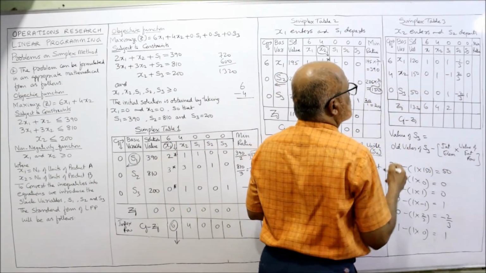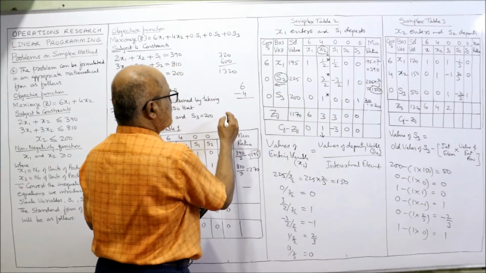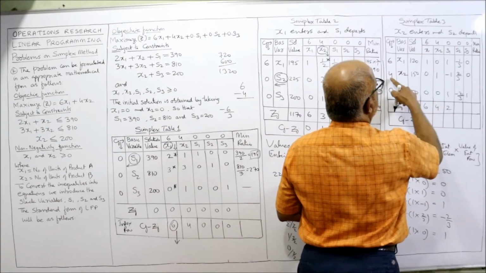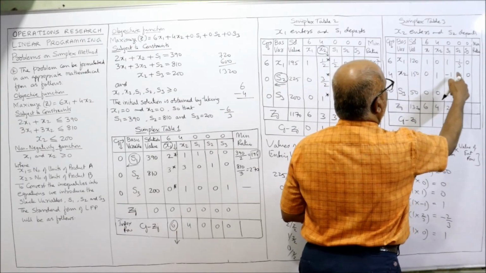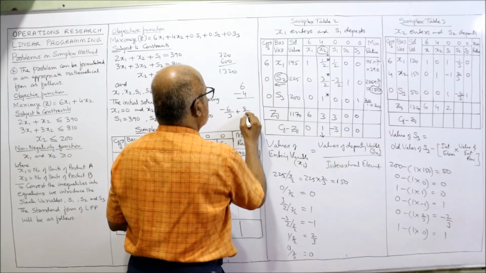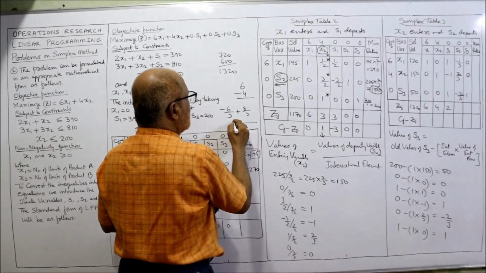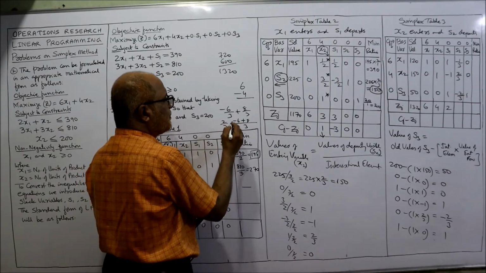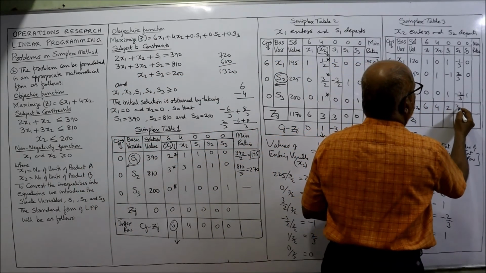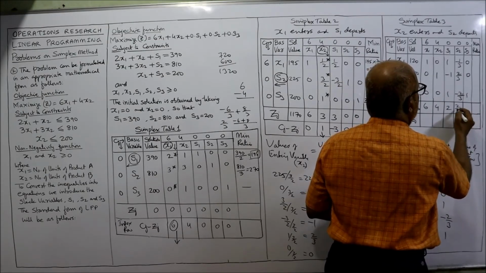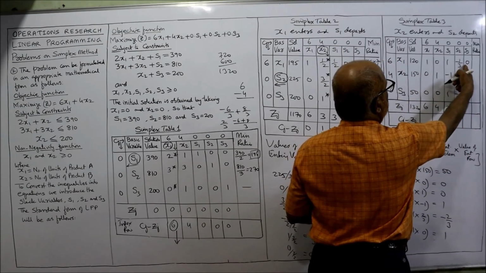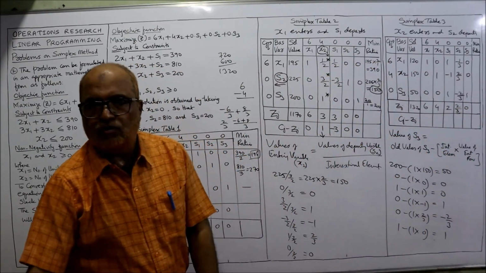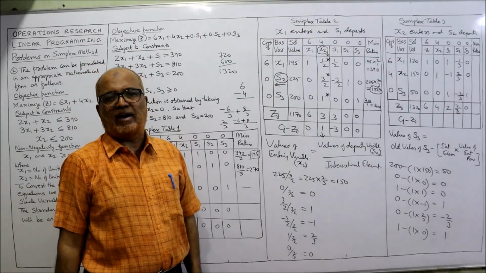Here 6 into minus 1 by 3 is minus 6 by 3. Plus 4 into 2 by 3, 4 twos are 8 by 3. Plus 8 by 3. So if you take the LCM 3, minus 6 plus 8. So 8 minus 6 is 2. 2 by 3. So here remains 2 by 3. Last one, 6 into 0, 0. 4 into 0 is 0. 0 into 1 is 0. That's all. So we have calculated all the Zj values.